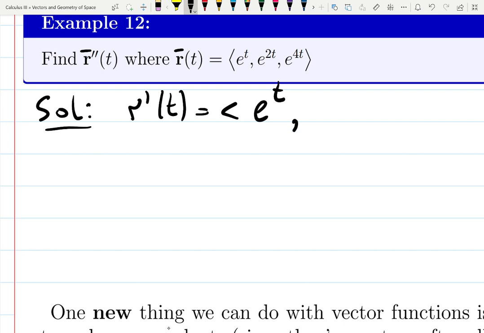What is the derivative of e to the 2t? The chain rule says you first take a derivative, that's going to be a copy, and then times the derivative of the exponent, the function inside. The derivative of 2t is 2. Same thing, copy e to the 4t times the derivative of 4t, that's 4. That is how the chain rule works. Now, let's find the second derivative.